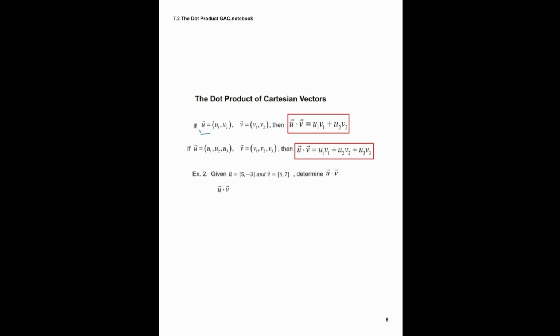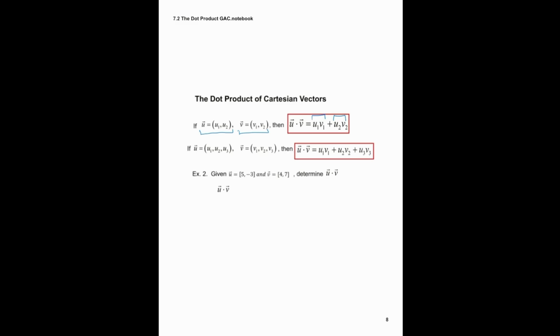If my vector u has two coordinates, u1 and u2, and vector v has two coordinates, v1 and v2, then the dot product u dot v is simply equal to u1 times v1, the product of the x components, plus u2 times v2, the product of the y components.